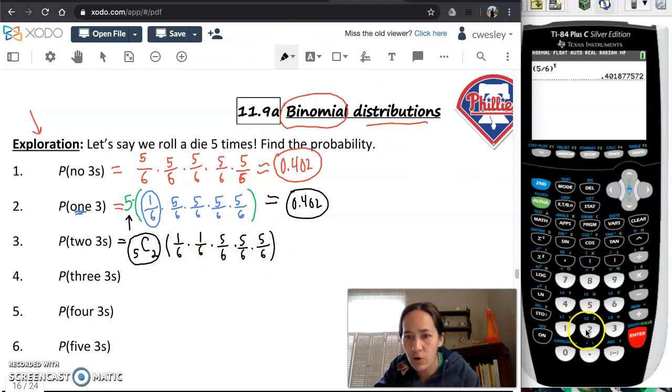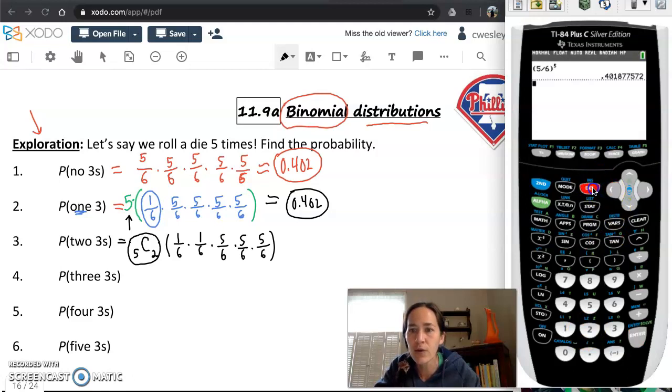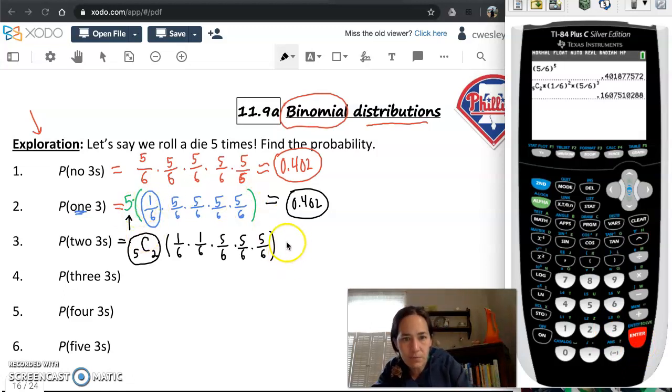Just for the fun of it, I'll go back in and find a combination again. And I want a 5C2. So I'll go 5. I got to find combinations in the math probability menu. And I see it in slot 3 there, 5C2. I want to multiply that by 1/6 twice, so I'll go 1/6 in shorthand to the second power, times 5/6, and we'll raise that to the third power. So times 5/6 to the third, we'll round this to the nearest thousandth to get about 0.161.